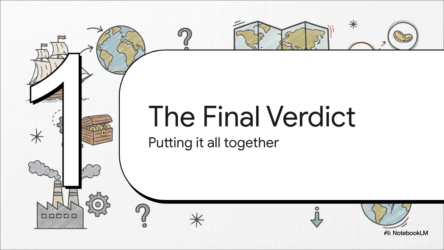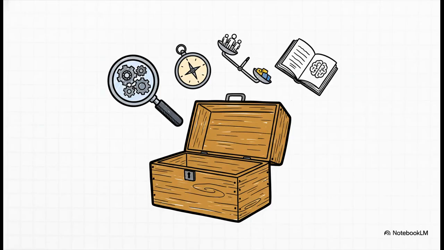So, we've looked at the Malthusian trap, capitalism, globalization, demographics, and geography. We've thrown a lot at the wall here. So which one is it? What's the right answer? What is the final verdict? Well, here's the truth, and it's maybe the most important thing to take away from all of this. There is no single, simple answer. The world is way too messy and complex for that.